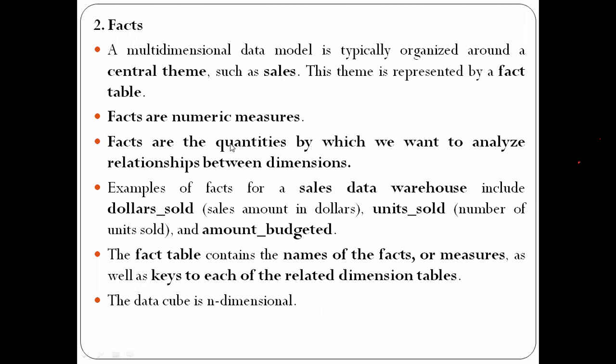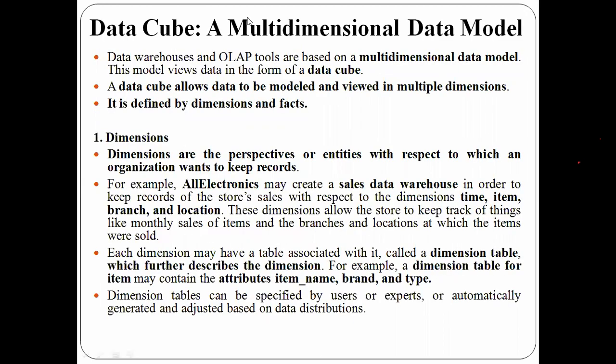So these are the two key elements related to our data cube. Normally a data cube will have two elements: one is dimensions and the second one is facts.